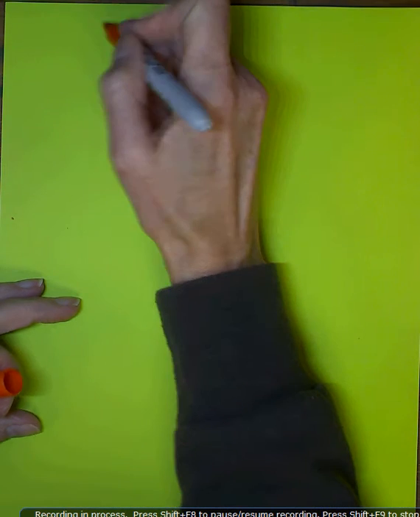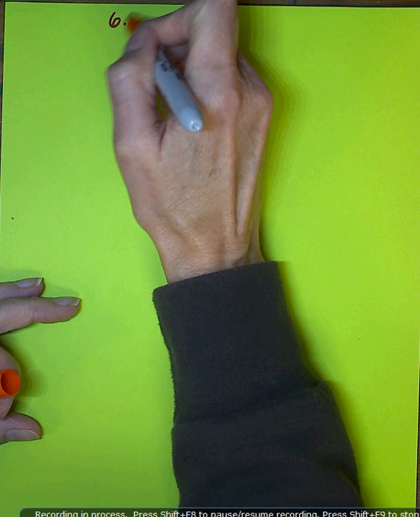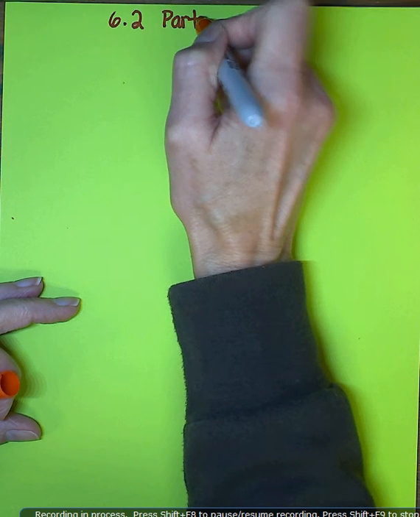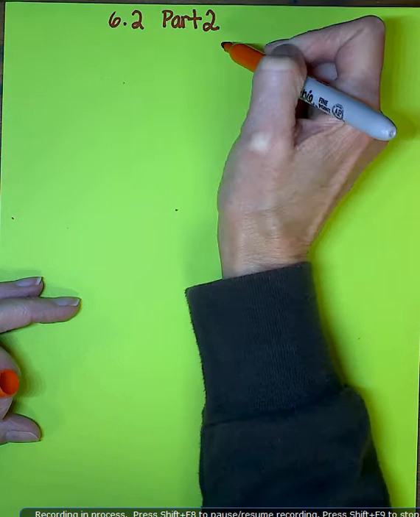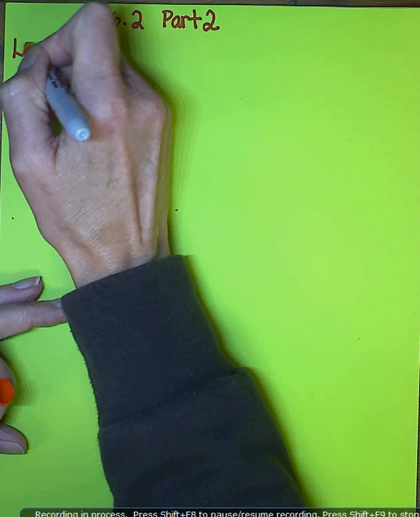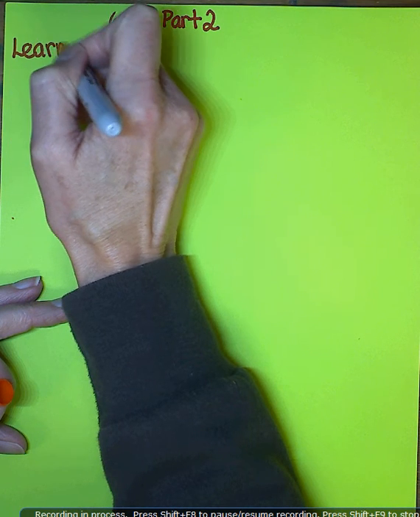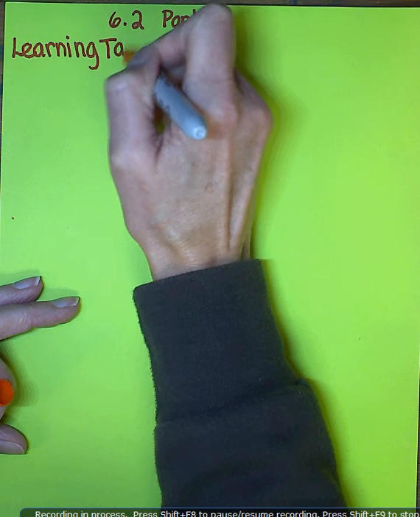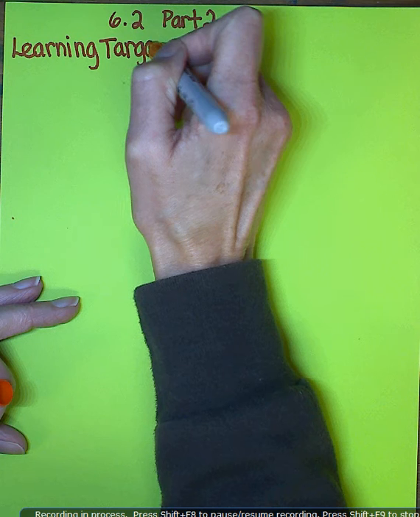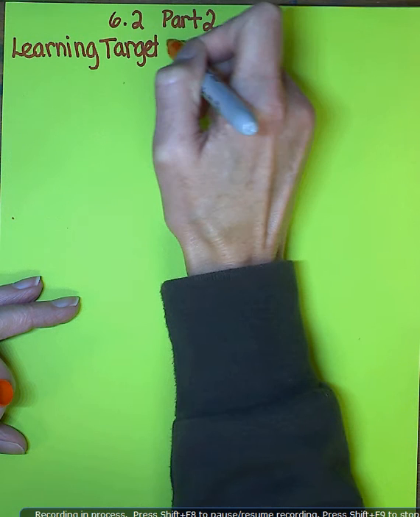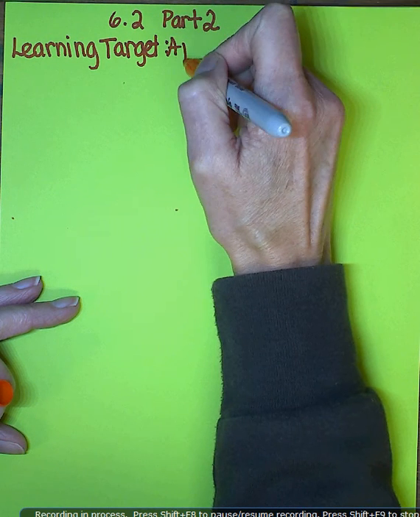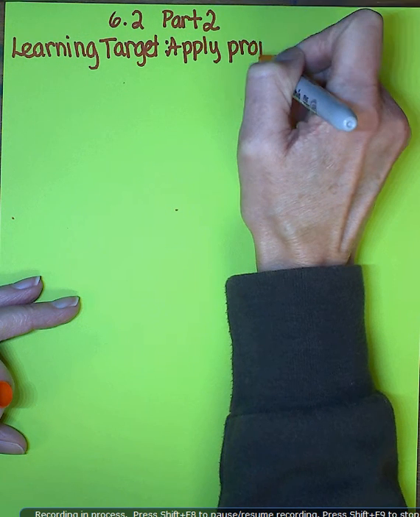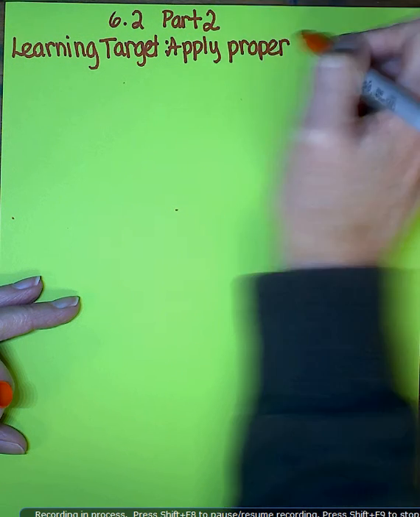Now, this is the second video for 6-2, and for this section we're actually going to have 3 videos, so I'll have another one after this one. The learning target this time is similar, but it's going to have to do with radicals. Apply properties of radicals.